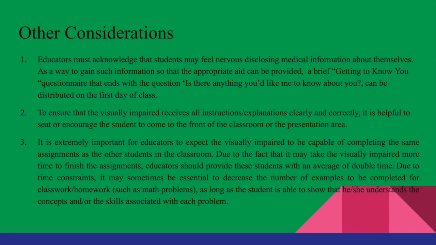It's also very important for educators to have the same expectations for the visually impaired as the other students, for example, when completing assignments, because otherwise the way the child sees himself or herself can become negatively impacted, leading to emotional and psychological harm, and obviously then lower academic performance. So to do this, teachers can just provide the visually impaired with more time, or they can just reduce the number of questions and homework if the child understands the concepts behind the question.